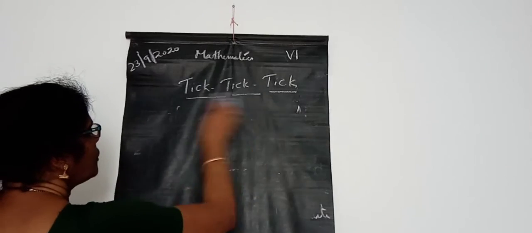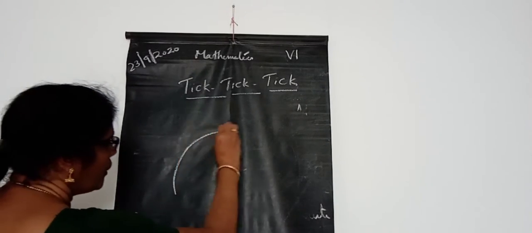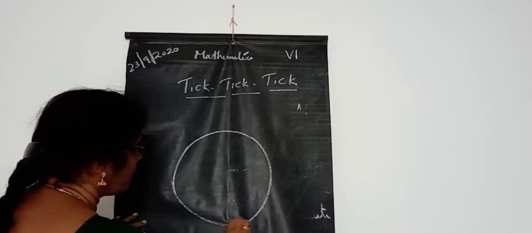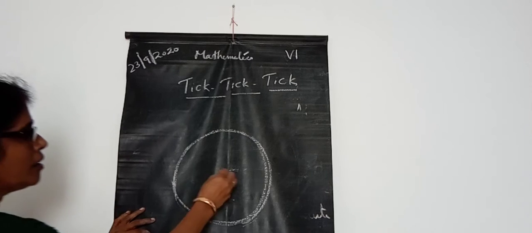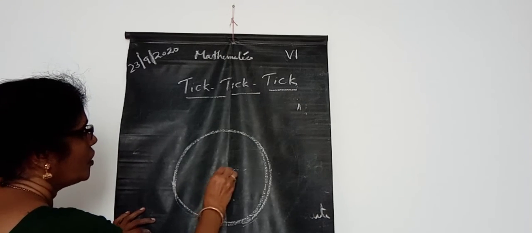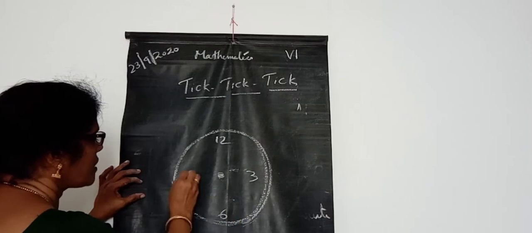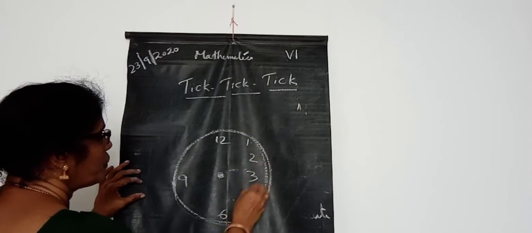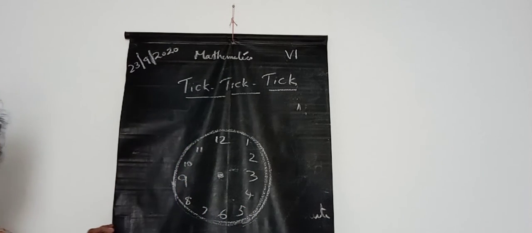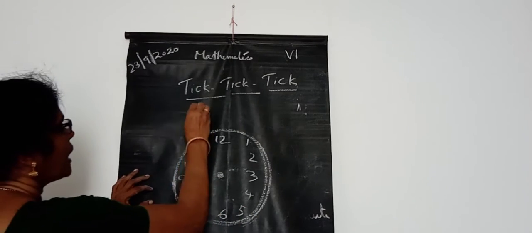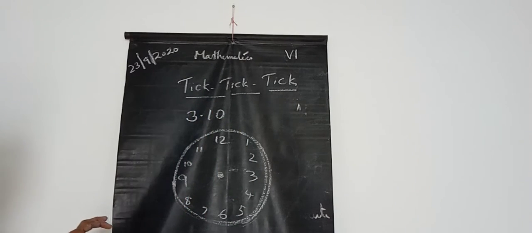Okay? Then next one is, yes, we can draw a rough sketch of the clock. And yes, look at children, this one is 2 hands and 12, 3, 6, 9, 1, 2, 4, 5, 7, 8, 10, 11. Look here. Then we want to know what is the time. 3:10. How is doing that, children?